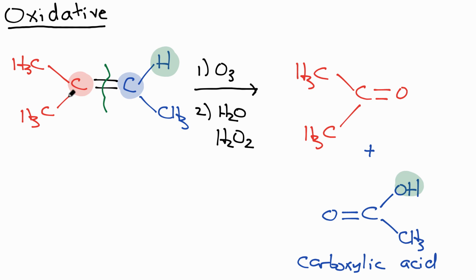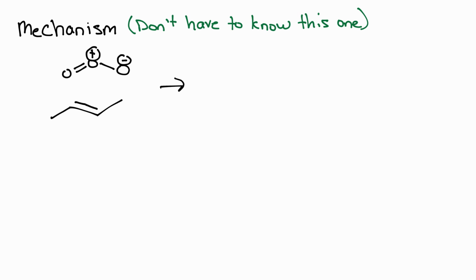So nothing changes if the carbon of the alkene is just bonded to other carbons. The only time something changes is when the carbon of the alkene is bonded to a hydrogen. So if you're interested, we'll take a look at the reaction mechanism. And the first step we already saw, formation of the initial cycloaddition product. We'll just draw that again.